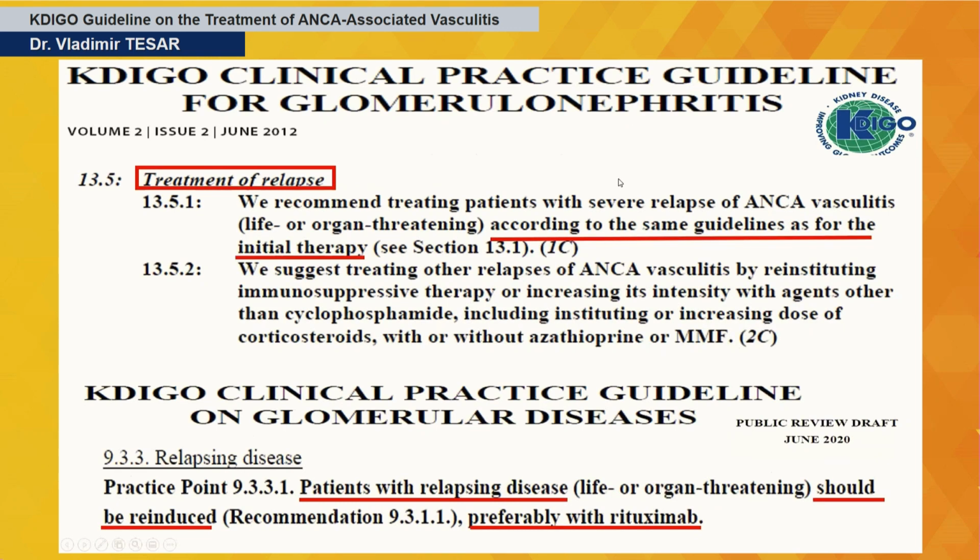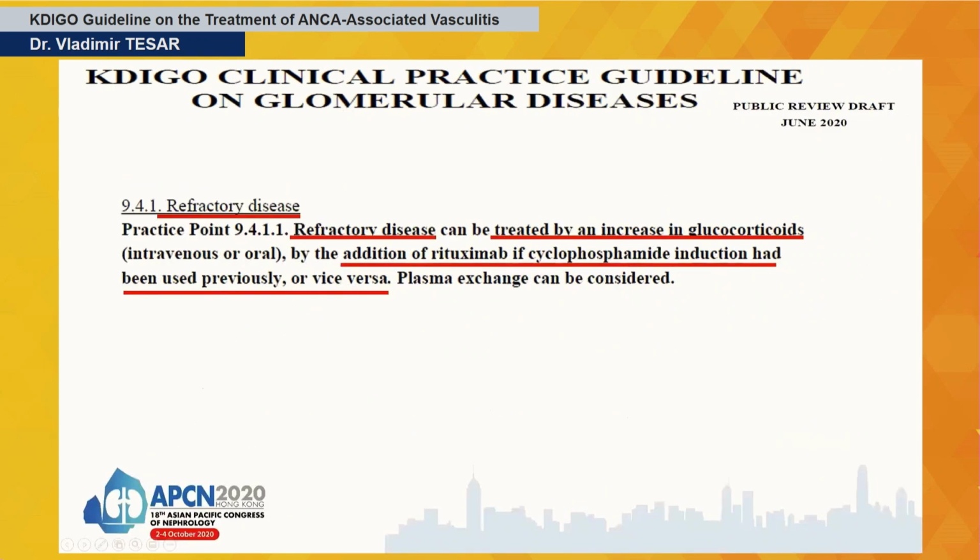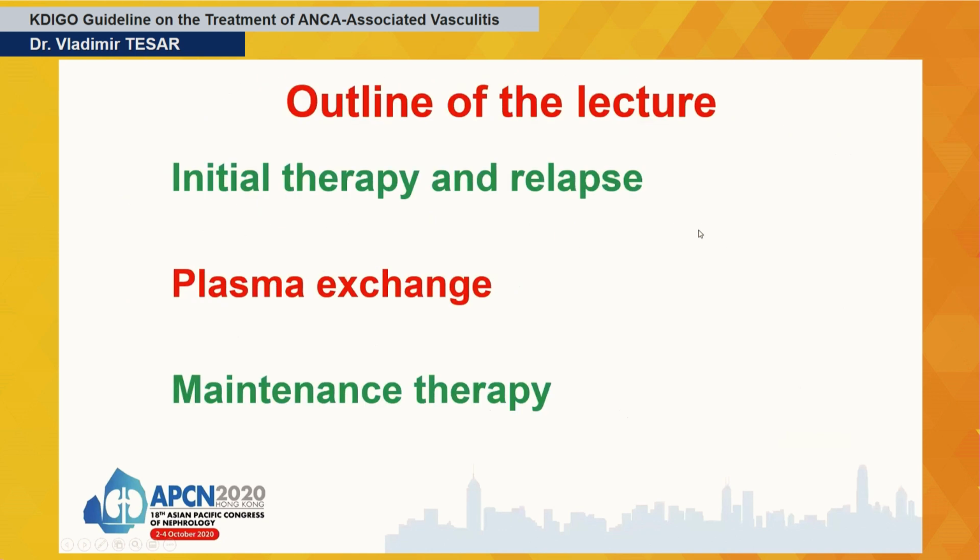And if you remember, in the guidelines from 2012, treatment of relapse was recommended to be done in the same way as the initial treatment, but based on the data we have, we now recommend that relapsing patients should be treated preferably with rituximab. And for refractory disease, there is also a change, and currently we recommend that those patients who were initially treated with rituximab should probably be switched to cyclophosphamide and the opposite. And of course, usually it is also necessary to increase the dose of glucocorticoids.